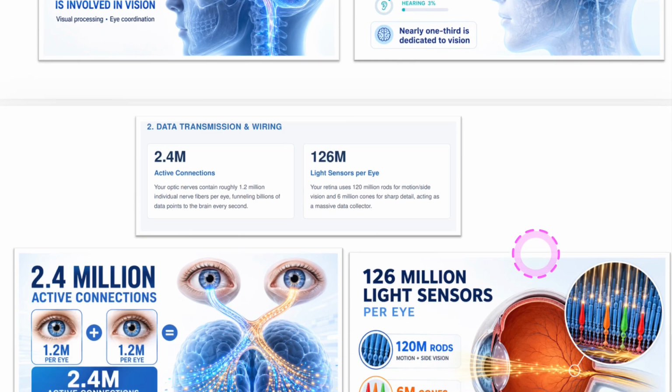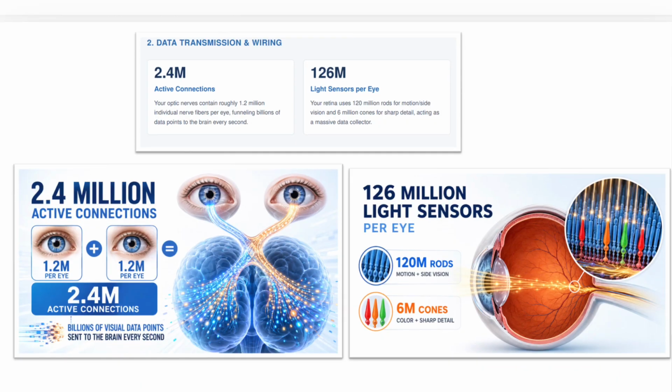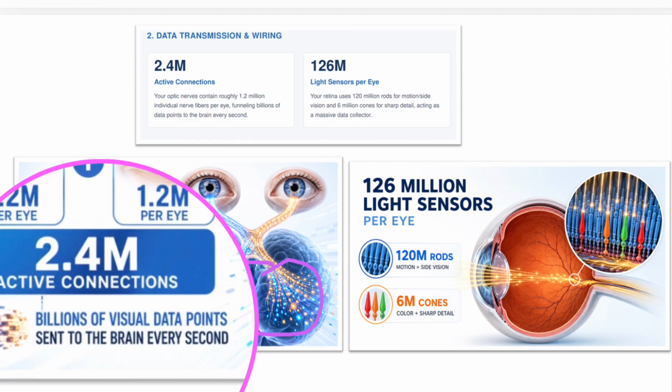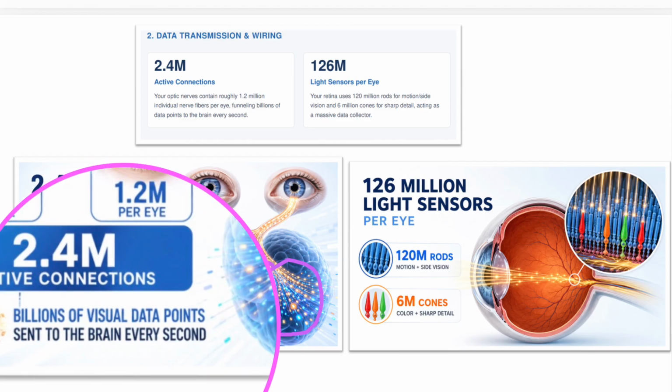Okay, more statistics just on the eyes, and this is pretty crazy. There's 2.4 million active connections, 1.2 million per eye. So this is where all these nerves cross here, basically a combination of 2.4 million active connections, which means that each second there's billions and billions of data points going into your brain.